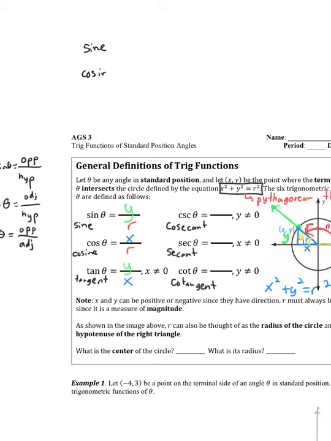So the way this works is you have sine, cosine, and tangent. Those are the 3 identities we're used to. Cosecant, secant, and cotangent. These are called reciprocal identities.